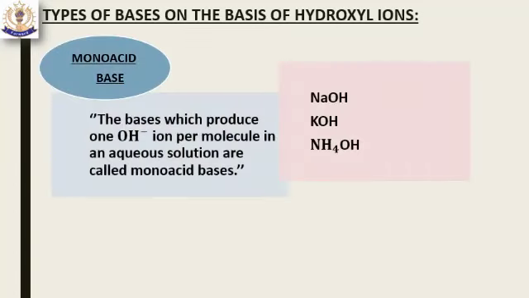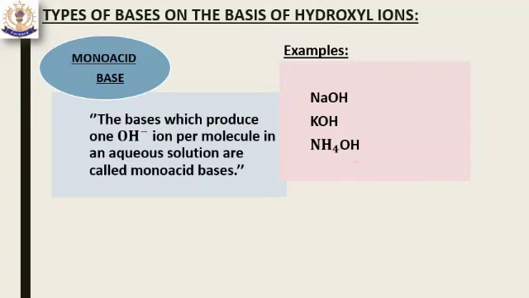Its definition is the bases which produce one hydroxyl ion per molecule in an aqueous solution are called monoacid bases, which means that these bases can produce only one hydroxyl ion at a time. Example, sodium hydroxide. Sodium hydroxide can produce only one hydroxyl ion. Potassium hydroxide, its one molecule can produce only one hydroxyl ion. Similarly, ammonium hydroxide can produce only one hydroxyl ion at a time. So these all are monoacid bases.